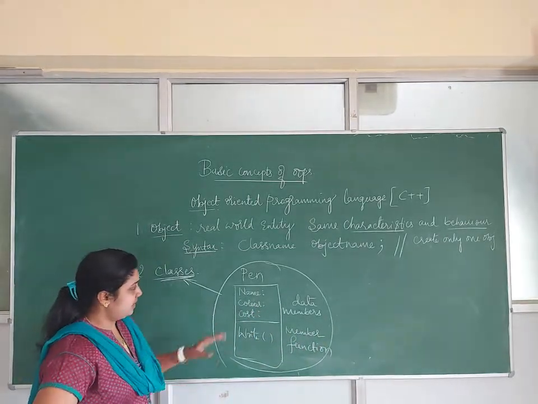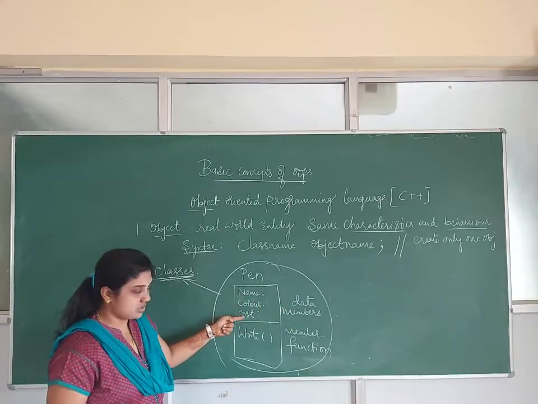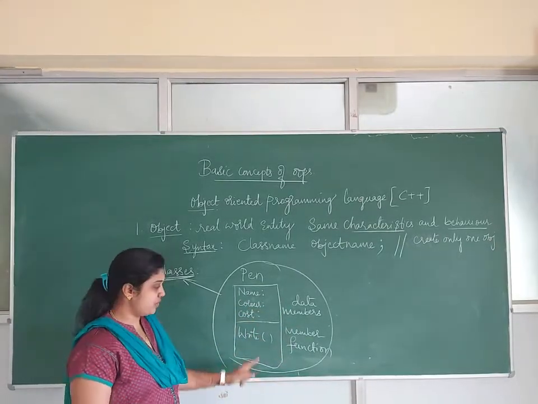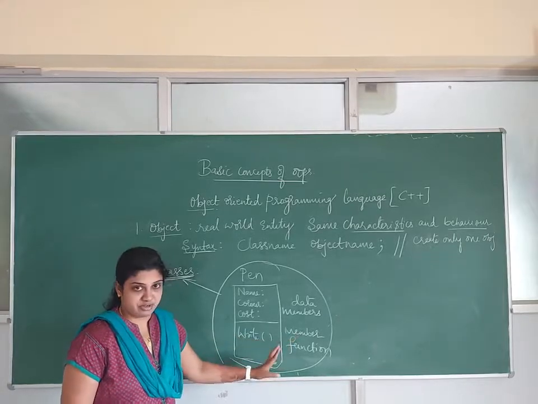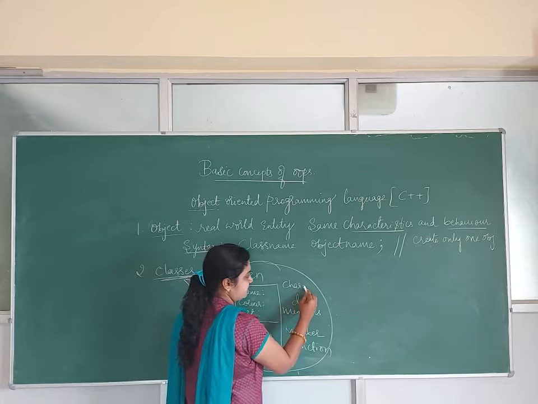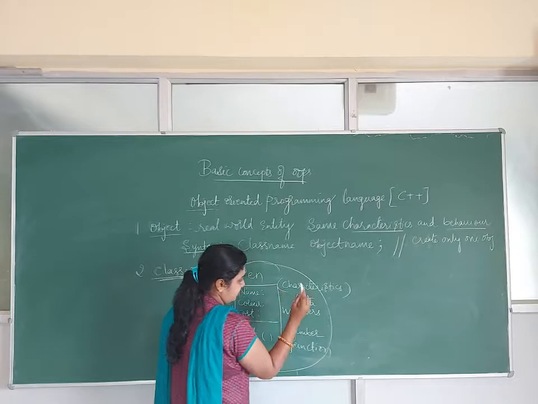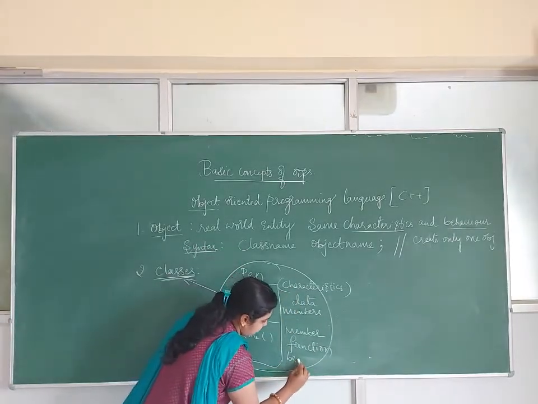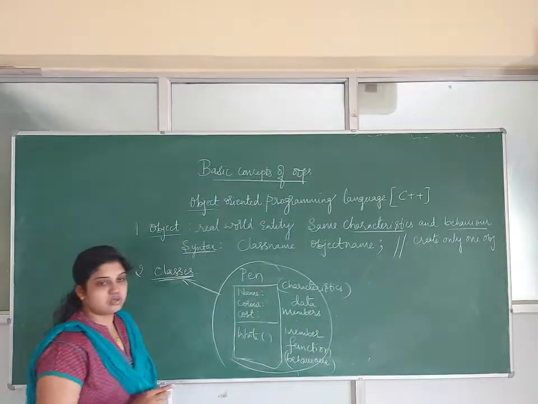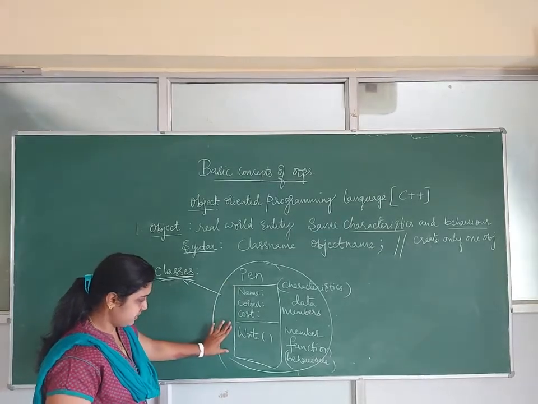See here, the data we call data members, like name, color, cost. All together we call it data members. And what is the function it is going to perform? That is your member function. Data members are also called characteristics, and member functions are also called the behavior of an object.